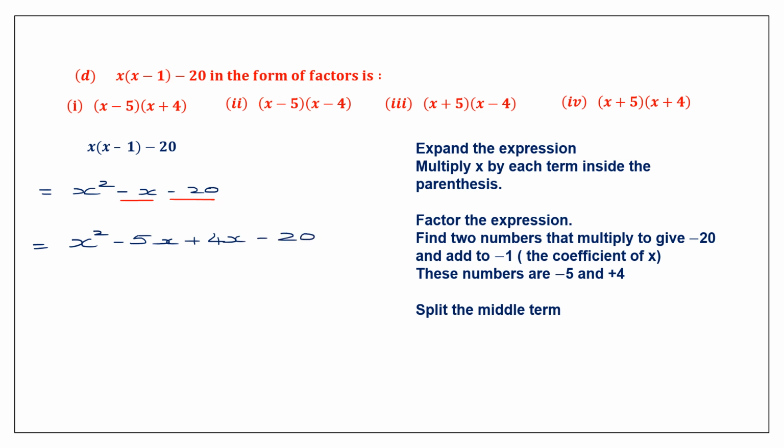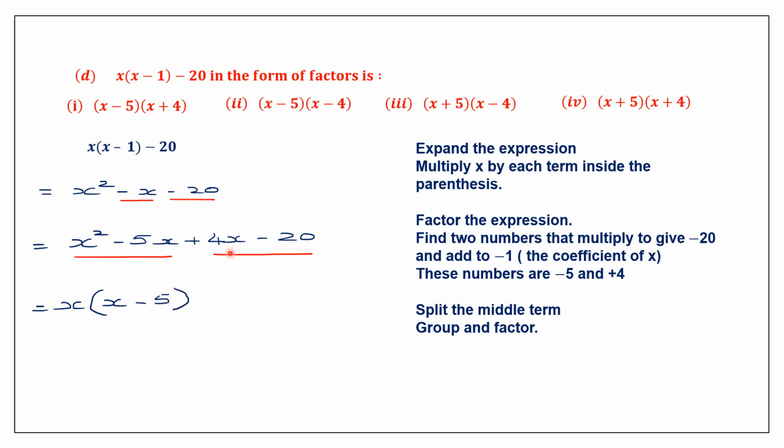The next thing we're going to do is group and factor. So first we're going to group. The first group will be x square minus 5x. The second group is 4x minus 20. Here we're going to pick out the common term of the first group. X is common, so that is going to be x here, and inside we have x into x is x square, x into minus 5 will give us minus 5x.